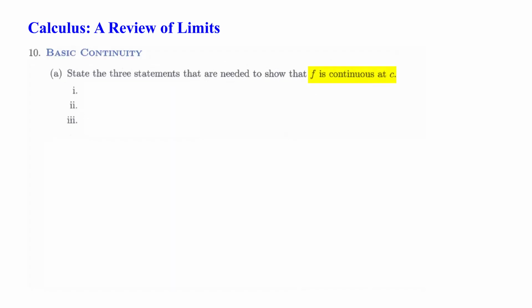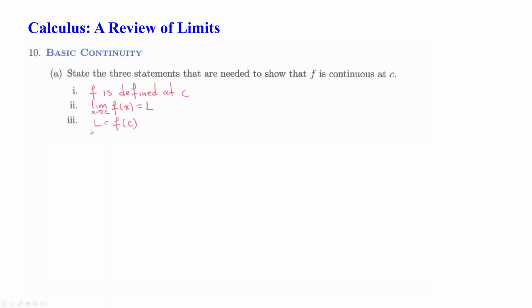Let's look at basic continuity. Let's state the three statements that are needed to show f is continuous at c. What three things have to happen? First, f needs to be defined at c. That means c needs to be in the domain of f. Second, the limit as x goes to c of f of x has to exist. Let's call it L.